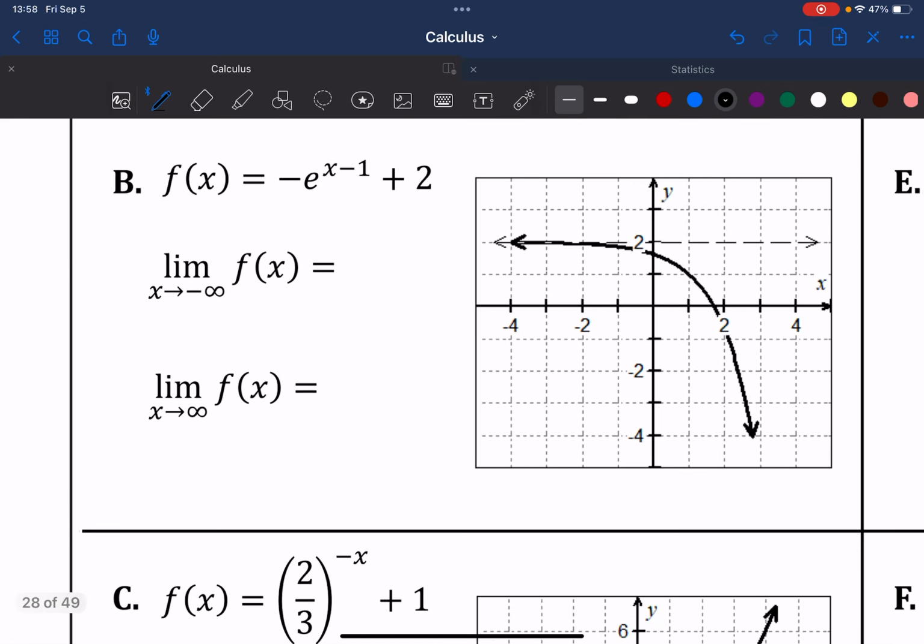Still on exponential growth, again looking at the graph, if we look as x approaches negative infinity, so that left side, we see that the limit is approaching 2. And the limit as x is approaching positive infinity, on the right side, we see the arrow going down, so the limit is going to be approaching negative infinity. So 2 to negative infinity tells us that we are decreasing.